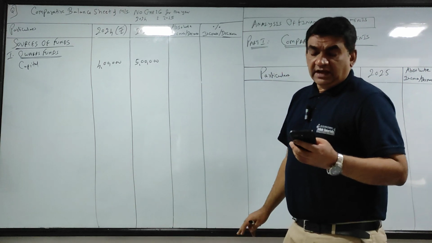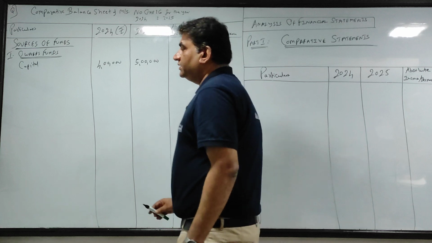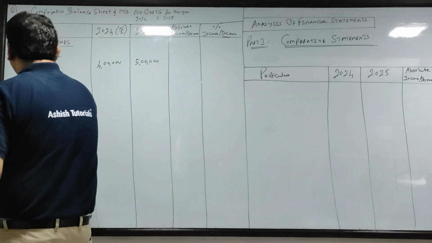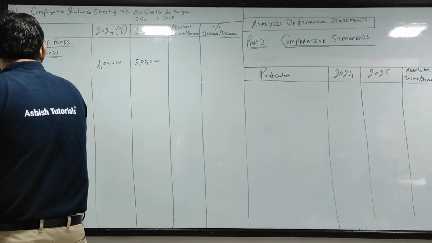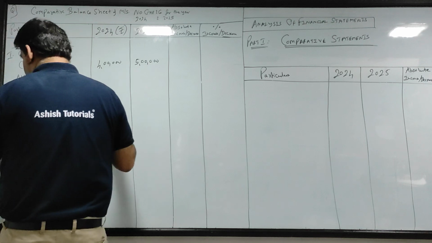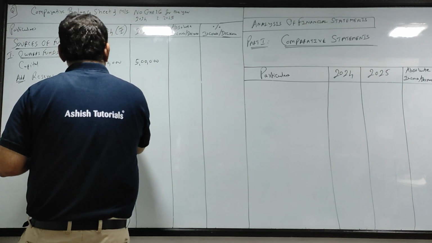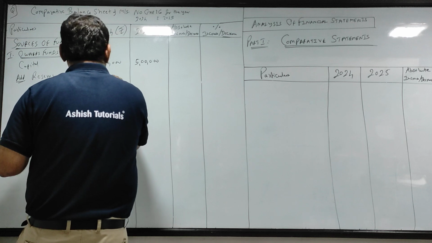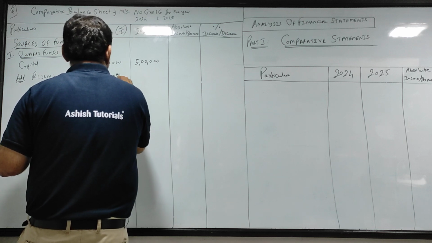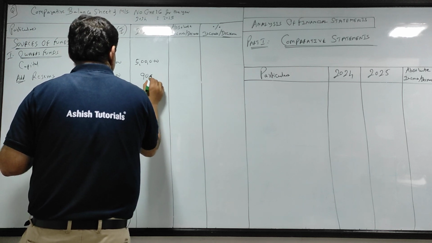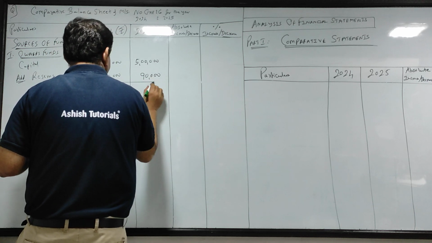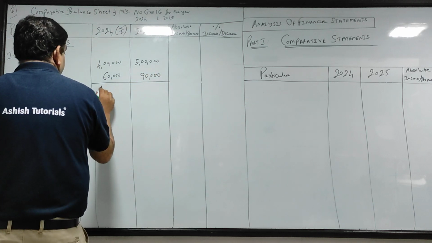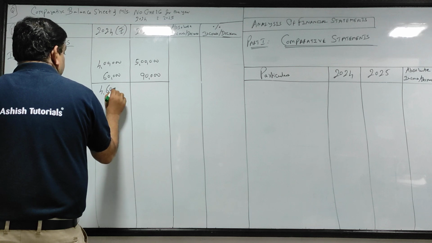Okay, after that there is reserves. We know very well, we add reserves. So add reserves, that is 60,000 and 90,000. Take the total.